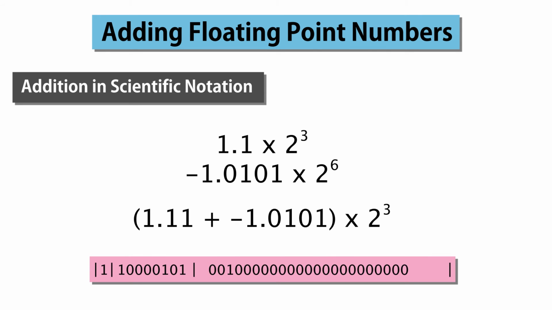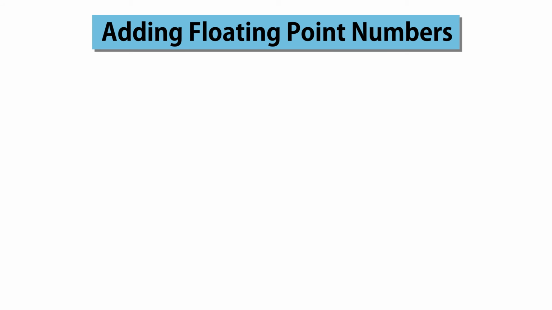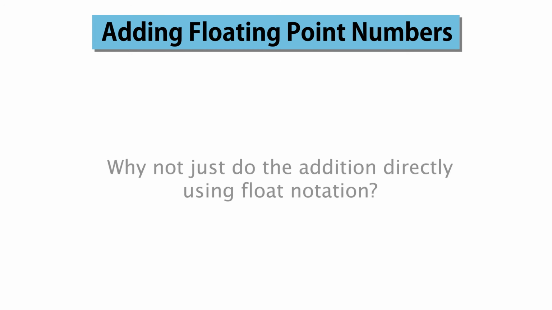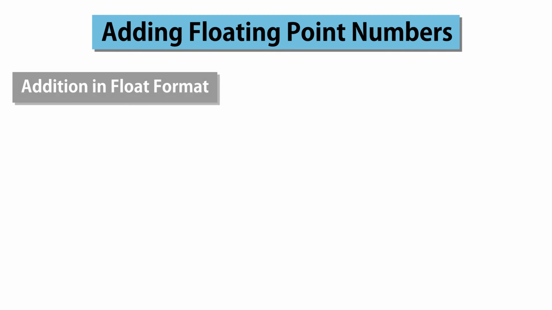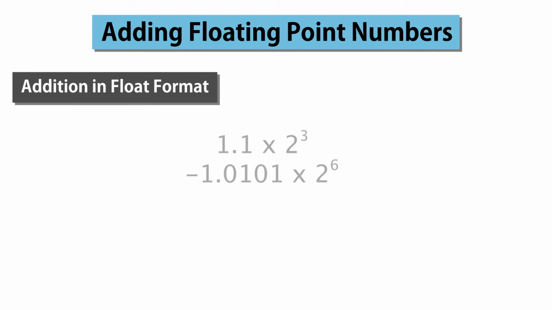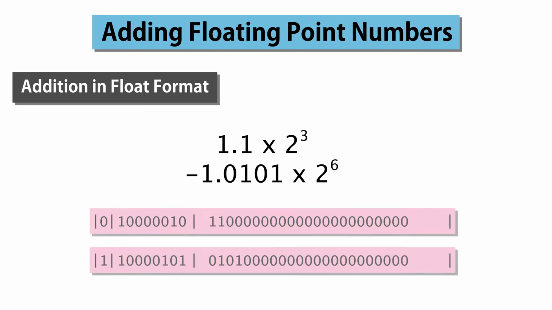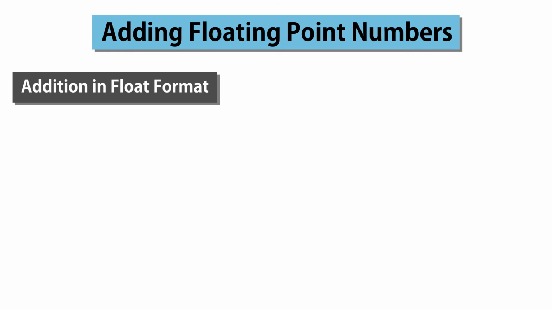So far, we've explained addition of floating point numbers by doing the addition in the equivalent scientific notation. An obvious question is this: why not just do the addition directly using float notation? That's certainly what the computer does. Let's think about how that would work. Let's look at our two binary add-ins again. In float notation, these are as shown here.